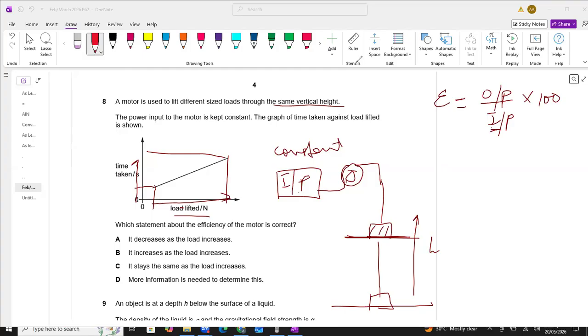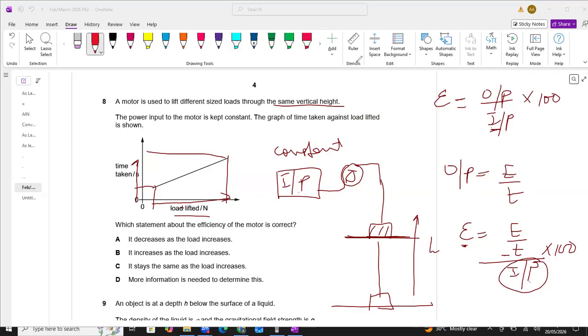All right. So what is output power? Output power means energy upon time. Output power formula is energy upon time. So it means now the efficiency will become energy upon time divided by input power multiplied by 100. So it means that efficiency and time are inversely related with each other. All right, because input power is kept constant, so we will not consider this variable.